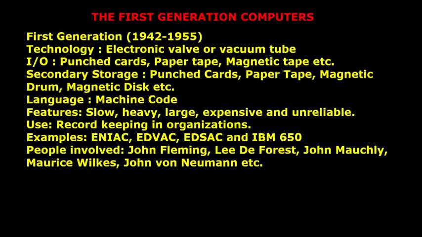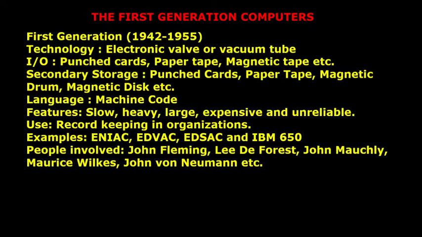were used. And the programming language for these computers was machine code, and the computers were very slow, very heavy, and large, expensive, and very unreliable. They were used for record keeping in organizations and not for individuals or for the masses. Examples of the first generation computers are ENIAC, EDVAC, EDSAC, and IBM 650.